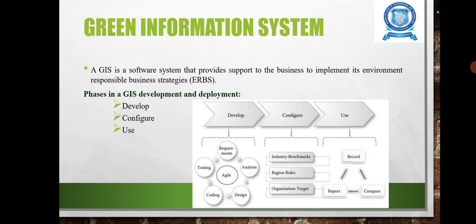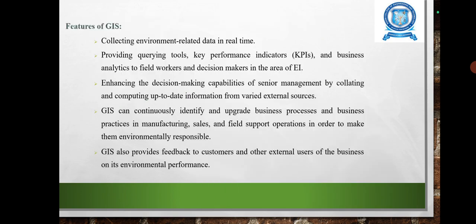The next one is configure. It is used for the benchmarks and rules of organizations. It is an activity that should be specific to each organization within each industry sector. Next one is use case. It will lead to the ongoing recording of carbon data, creation of reports as well as the companies' futures. GIS should play an important role in enhancing the ability of business to coordinate.